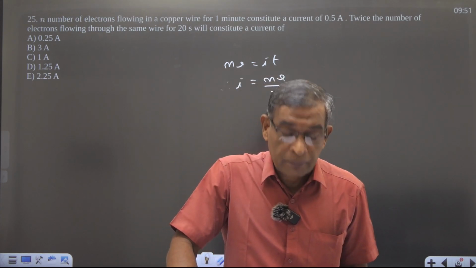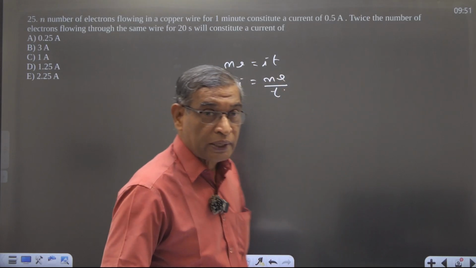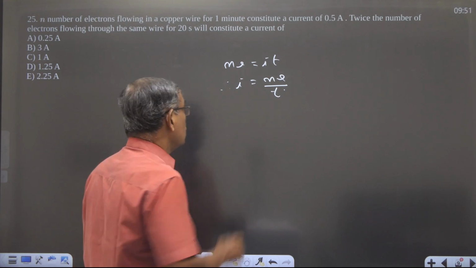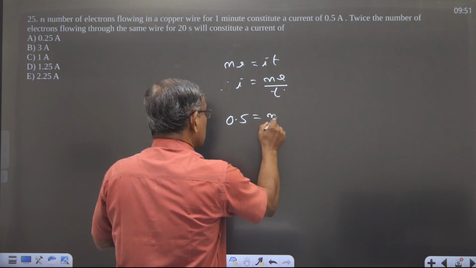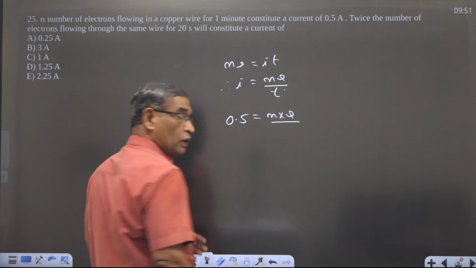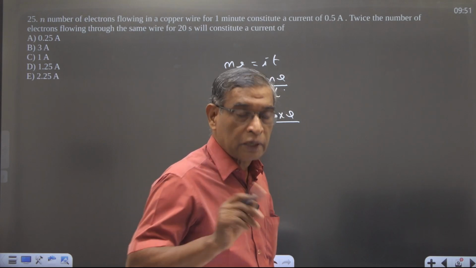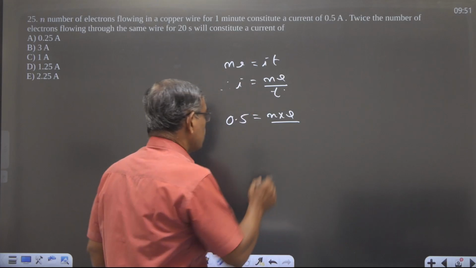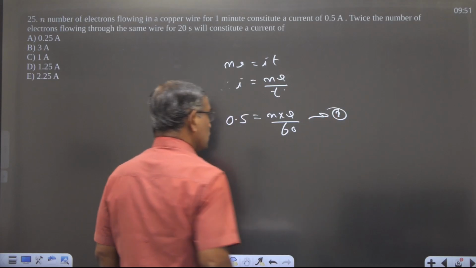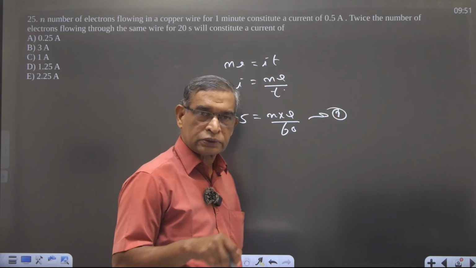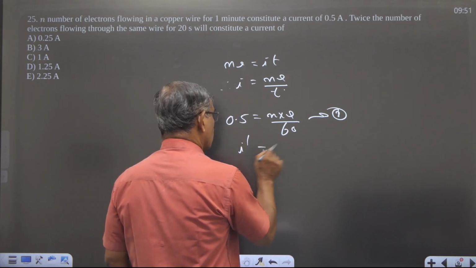In our problem, it is given that N number of electrons flowing for 1 minute constitute a current of 0.5. So in the first case, 0.5 is equal to N into E by the time, which is 1 minute, that is 60 seconds. Call this equation number 1. In the second case, what current is asked? Call it I dash.